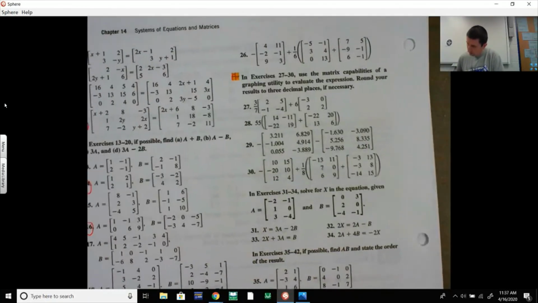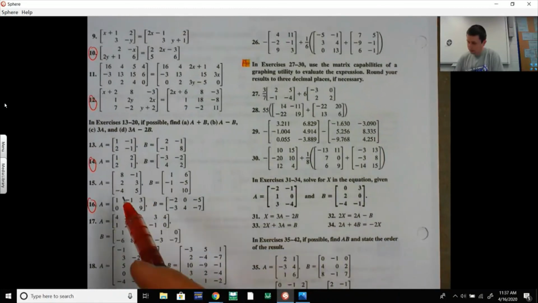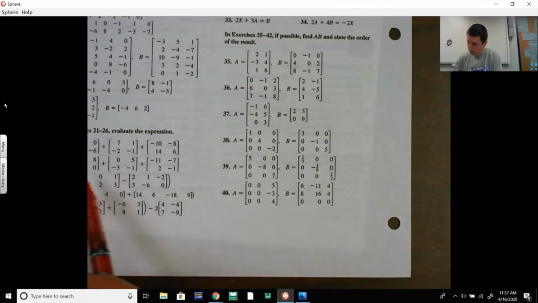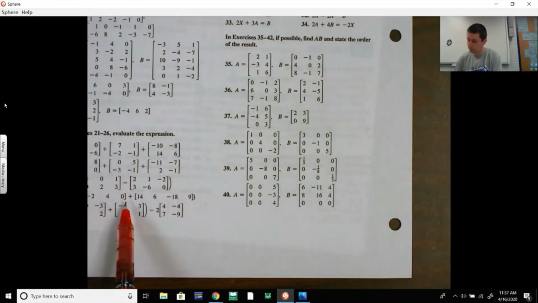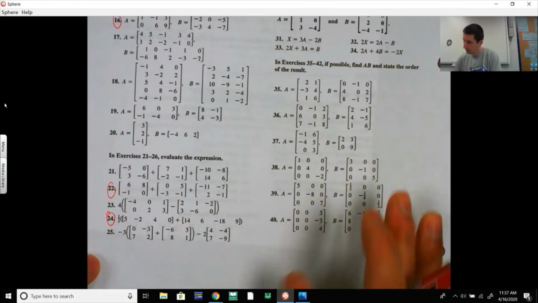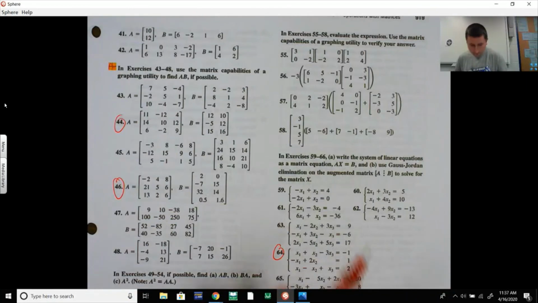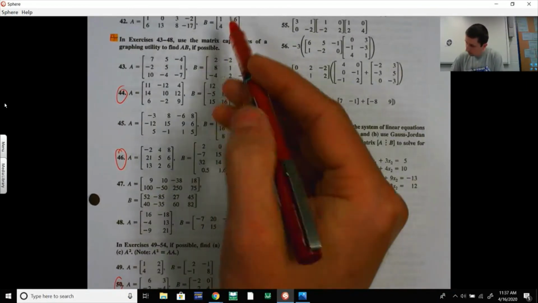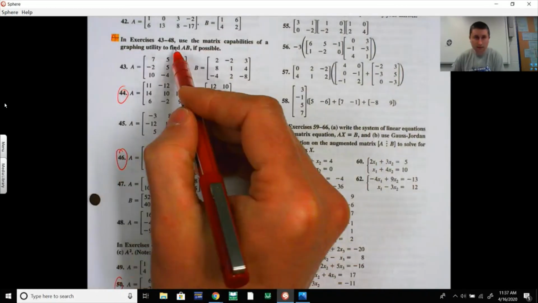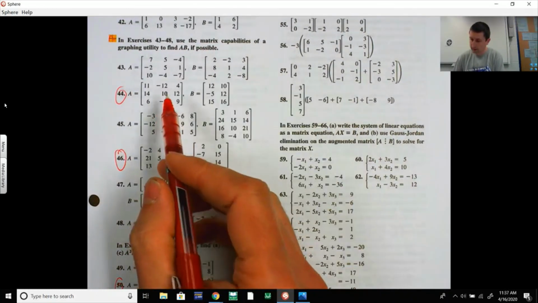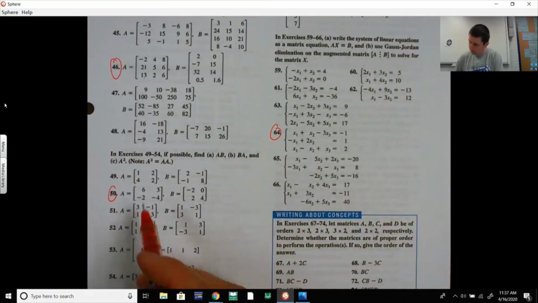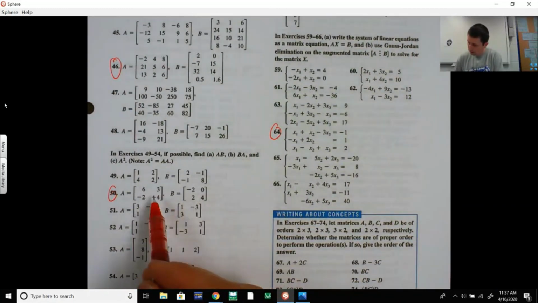8 through 12 should just be X equals and Y equals. 14 and 16, you'll have several matrices to calculate out. 22 and 24, same thing. You're just adding using scalar multiplications and adding there. 44 and 46, use matrix capabilities of a graphing utility. Use your calculator. Calculate A times B if you can, if it's possible. Okay. Same with 50. Find A times B, B times A, and A squared. A squared is A times A.